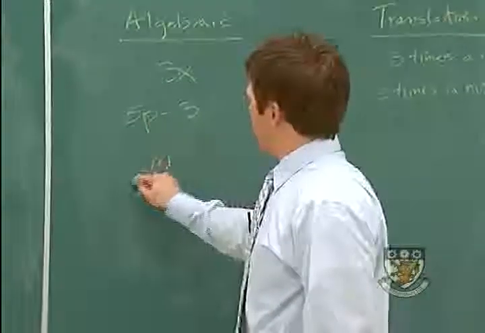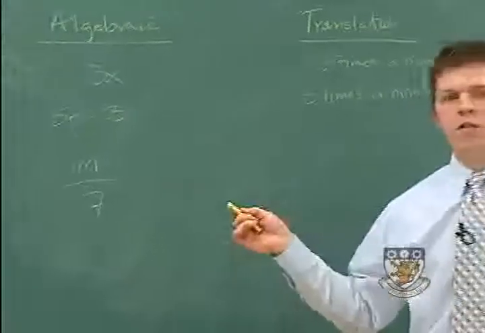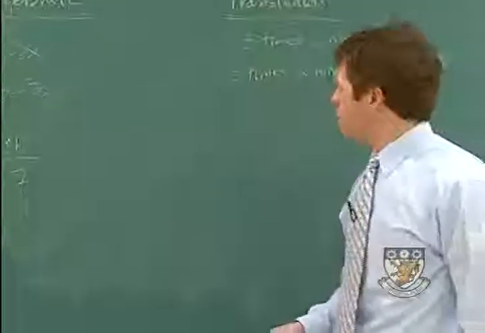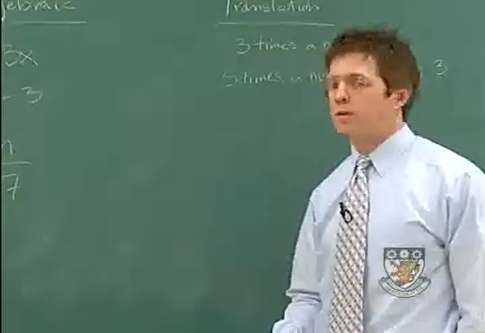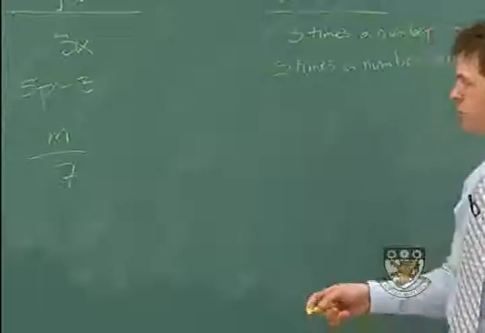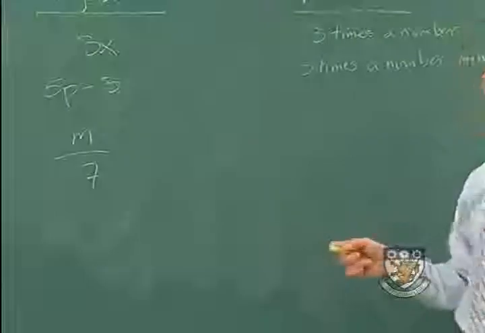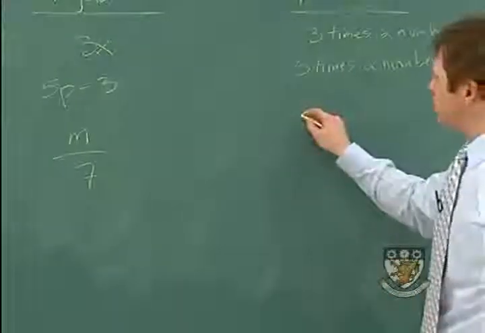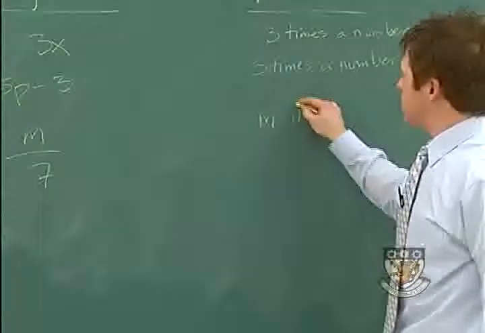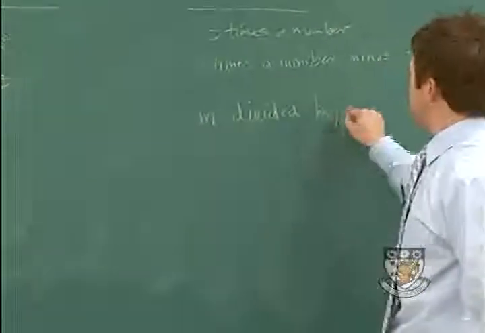We have m over 7. Now I've intentionally used different variables because whatever letter you have in the alphabet you can use as a variable, as long as you're careful. You can use your initials, whatever you want. It'll always work. Just use the same one. Typically it is x's, but it can be all types of different things. m divided by 7 means, just like I said, m divided by, or a number divided by 7.